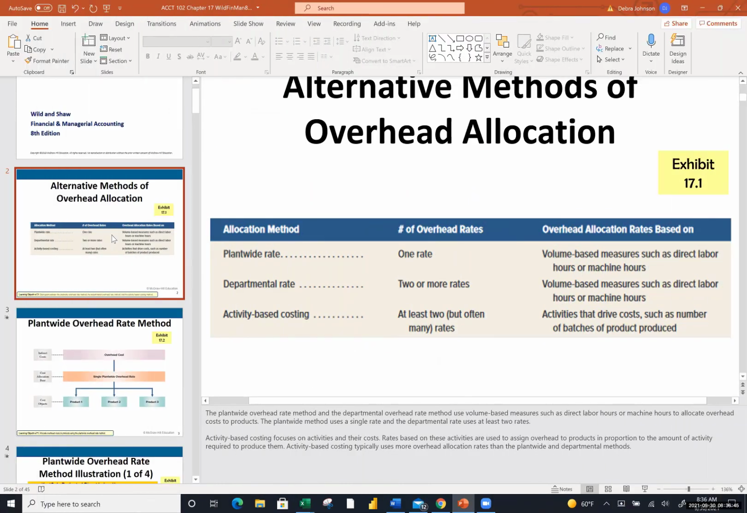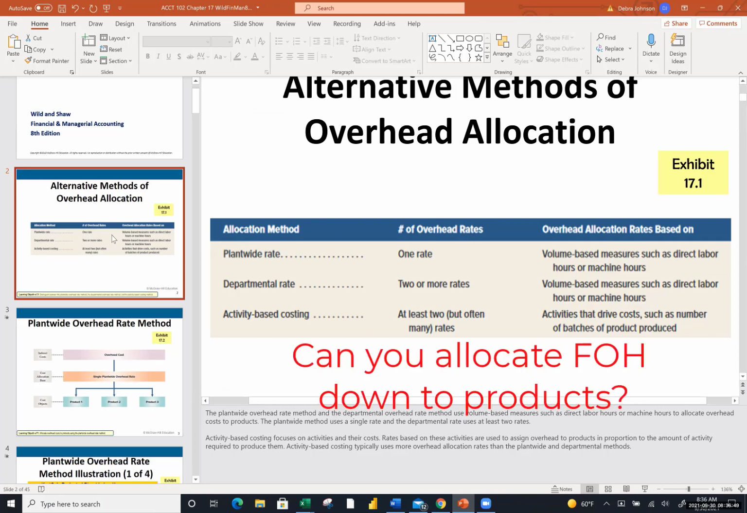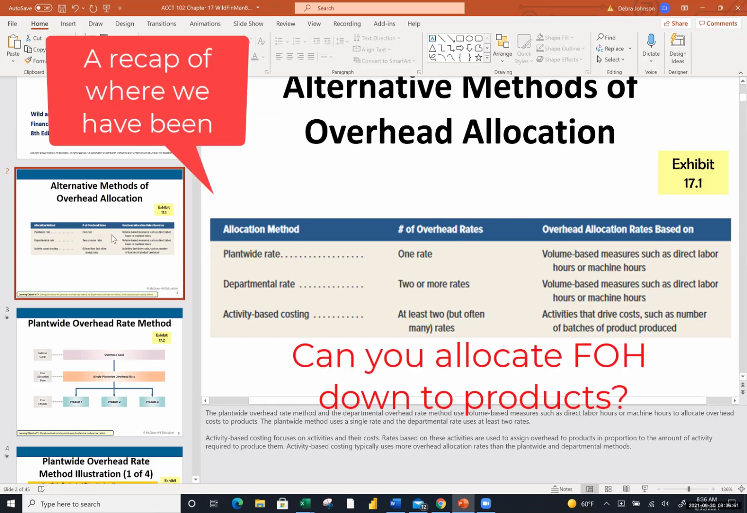The goal of this chapter is to understand a little bit more about overhead costing, specifically three ways to calculate overhead down to the product level and eventually down to the unit level. Plant-wide rate was that single plant-wide rate, bucks over basis, one rate, shove it down the company's throat. Everything that's made in the factory needs to use that one rate.